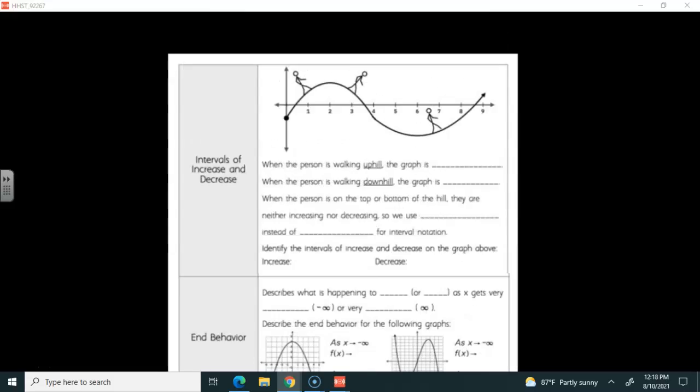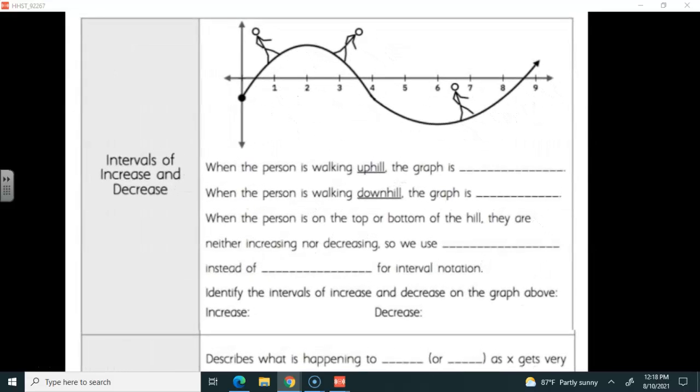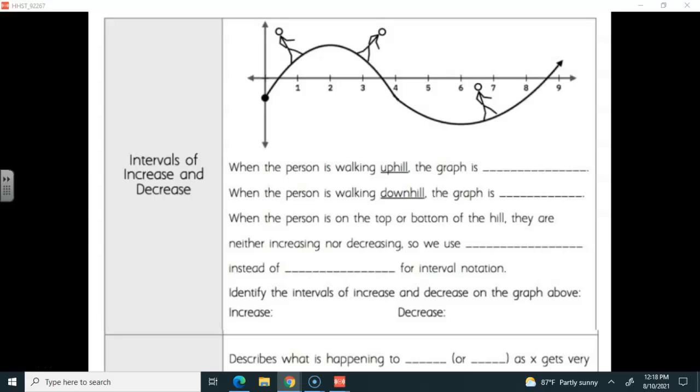So let's look at this next part, interval of increase and decrease. So first of all, let's review our graph. When we review our graph, I hope you remember that you always read a graph left to right, and then we read bottom to top. Okay, on the left side, we have negative infinity.